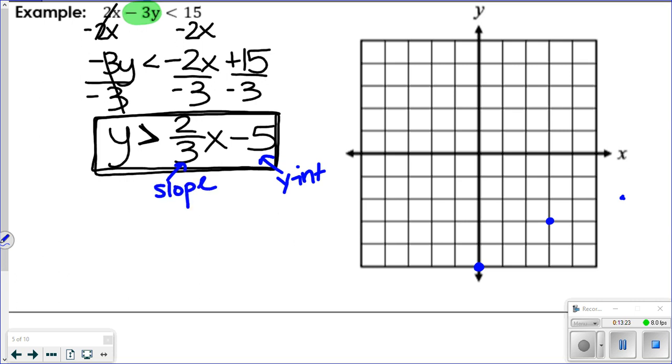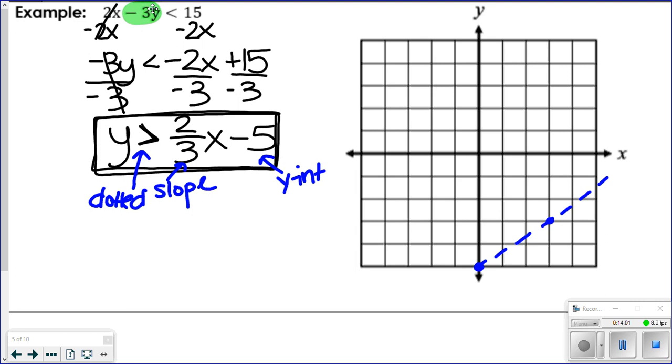And if I look at my symbol, is this going to be a solid or a dotted line? It's going to be dotted. So I'm going to use my ruler and connect these, but it's going to be dotted or dashed. Okay, so now I need to decide, am I going to shade above this line in this big, huge area, or am I going to shade below the line in the teeny triangle?